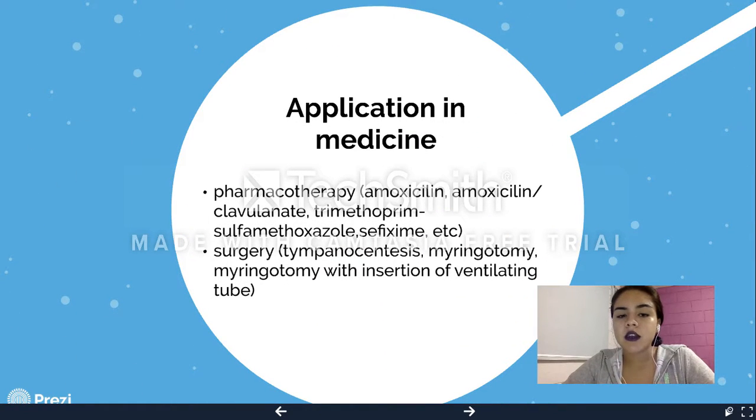Applications in medicine. Pharmacotherapy. We can use amoxicillin and clavulanate, trimethoprim, sulfamethoxazole, etc. And surgery like tympanocentesis, myringotomy with insertion of a ventilating tube.